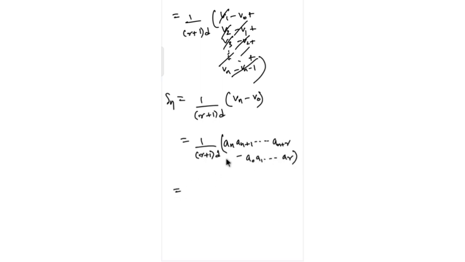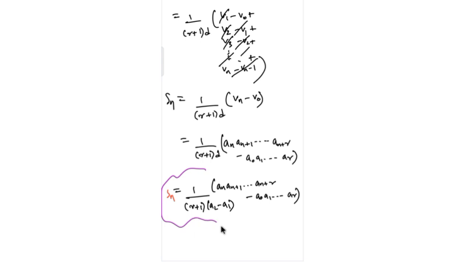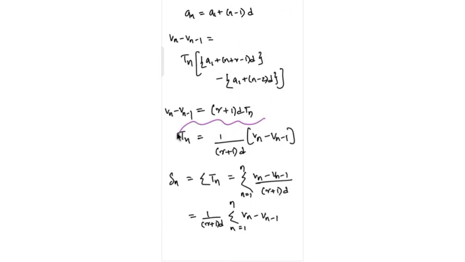And what is d? d is basically the difference between the terms. So it's 1/(r+1) into (a2 minus a1) into (a(n+1), so on, a(n+r) minus a0, a1, so on ar). So this is the value of Sn for the first form, and the value of Tn is here. So this is the value of Tn. Alright, so this is how you evaluate for the first form, and from this I just wanted to make some conclusions here.